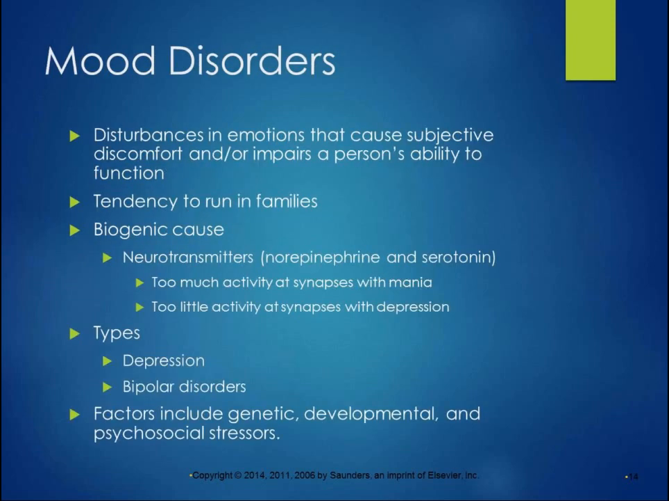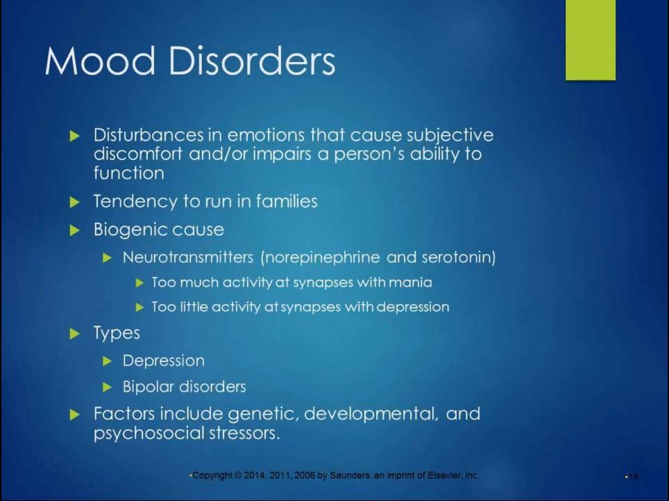Mood disorders are disturbances in emotions that cause subjective discomfort and or impair a person's ability to function. So they have a tendency to run in families, so there's probably a genetic component. There is a biogenic cause for mood disorders. A lot of times it has to do with neurotransmitters, norepinephrine and serotonin. If there's too much activity with these neurotransmitters at the synapses, it can cause mania.